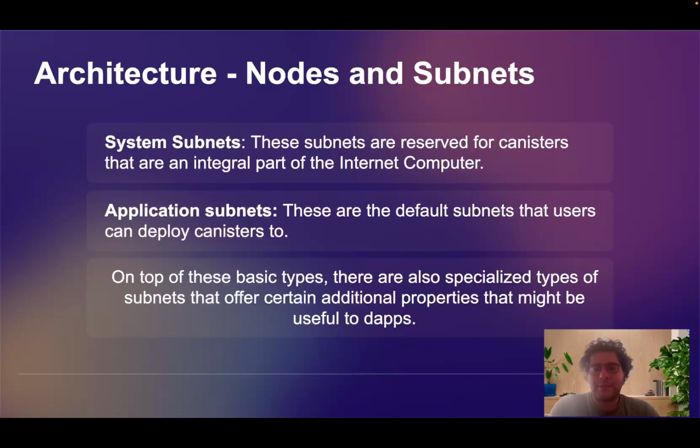There are mainly two types of subnets. System subnets are reserved for canisters that are an integral part of the Internet Computer. For example, the Network Nervous System runs on system subnets. Application subnets are the default subnets where users can deploy their canisters, so your dApp canisters can run on application subnets. These are the two basic types of subnets, but there are also specialized types of subnets that offer additional properties that might be useful to the apps.